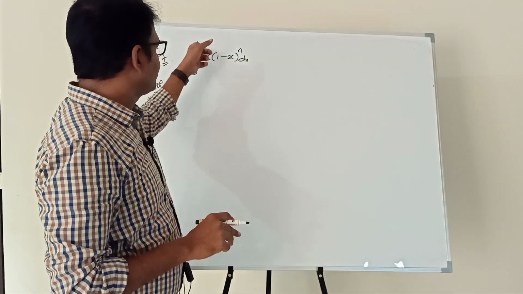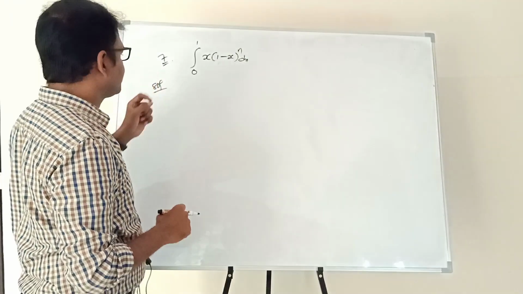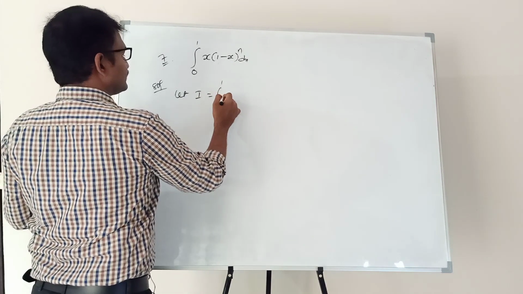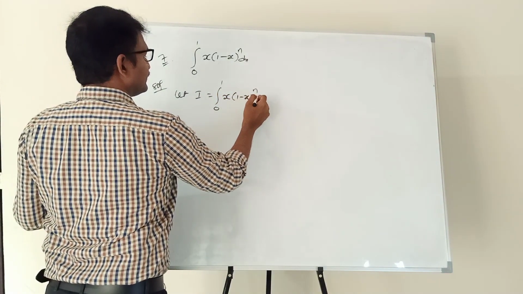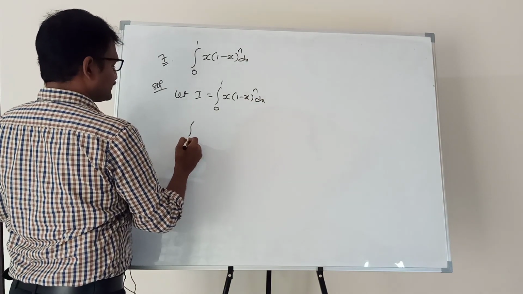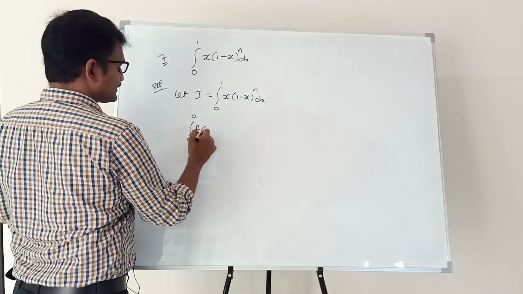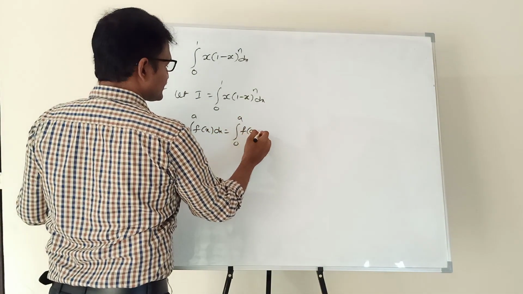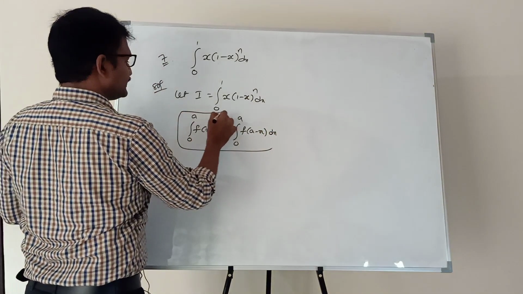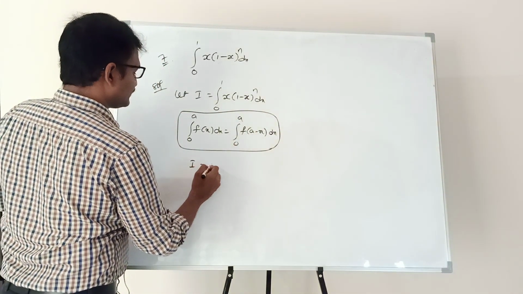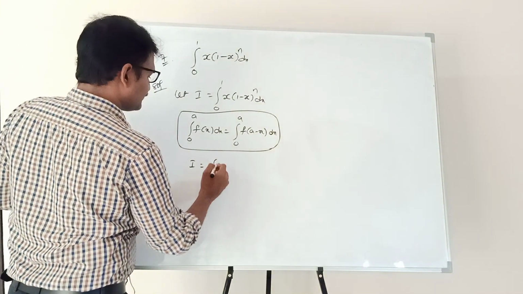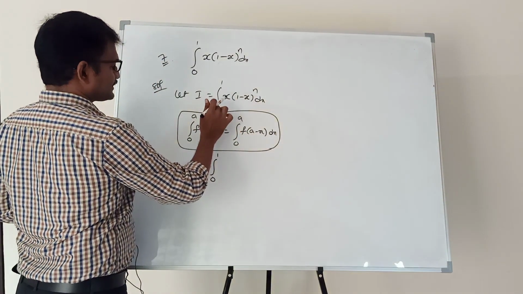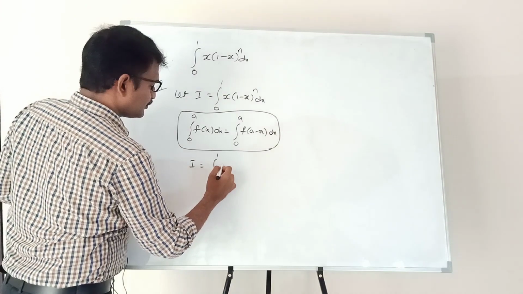Next, integration of 0 to 1 of x into 1 minus x whole power n. Seventh problem. So let I is equal to integral from 0 to 1 of x into 1 minus x whole power n dx. According to the same property, integration of 0 to a f of x dx is equal to integration of 0 to a f of a minus x dx. According to this property, I is equal to integral from 0 to 1. In the place of x you can replace with a minus x. In the place of a, how much do we have? 1. So 1 minus x.